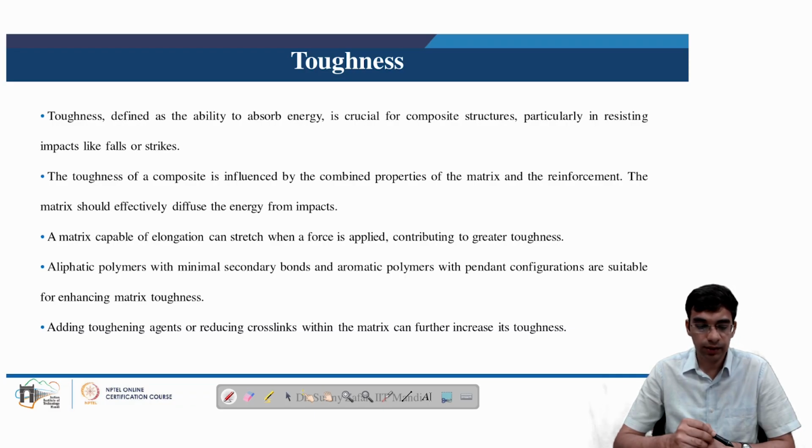In addition to this, toughening agents or reducing crosslinks within the matrix may further increase the toughness, as by reducing, for example, the crosslinks, we give the atoms the ability to move slightly about their mean position under the influence of impact load, thereby improving the property of toughness. However, if extensive crosslinks are present, then in the situation of impact, cracking may be directly observed instead of energy being dissipated in some other form in the polymer matrix.